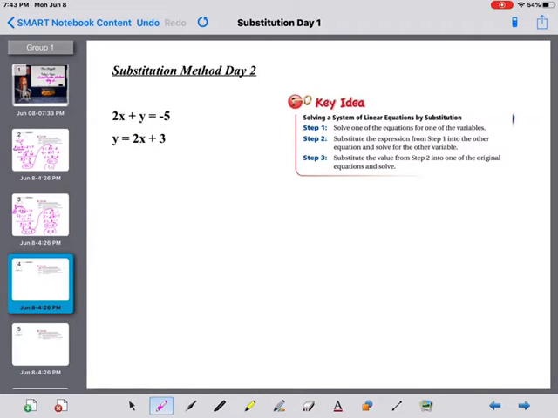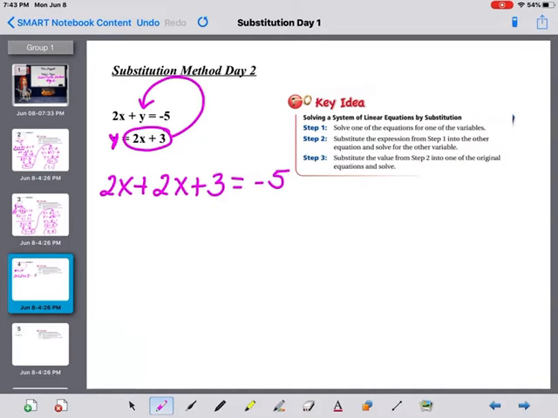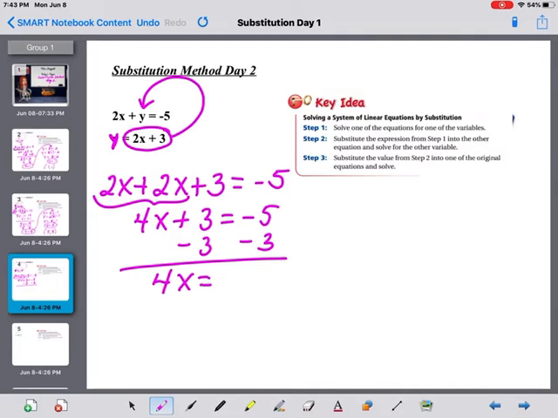Okay, let's take a look at one more before you try one on your own. We have 2x plus y equals negative 5 and y equals 2x plus 3. So I always want to focus on the equation that has the variable by itself. So this whole entire expression is going to get substituted in for the y in the top equation. So the 2x will get rewritten. Then instead of a y, we're going to be putting 2x plus 3. And I'm going to finish recopying the rest of that equation on top. I'm going to combine my like terms. And I'm going to solve for x.